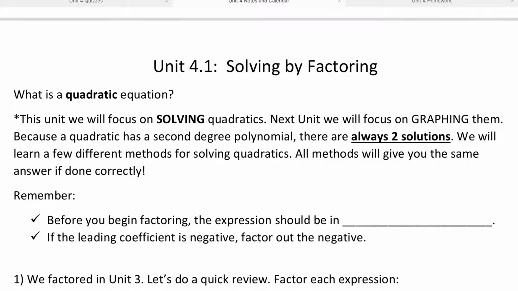All right, welcome back. This is Unit 4.1, Solving by Factoring. In Unit 3, we factored all over the place, but now we're going to solve by factoring.